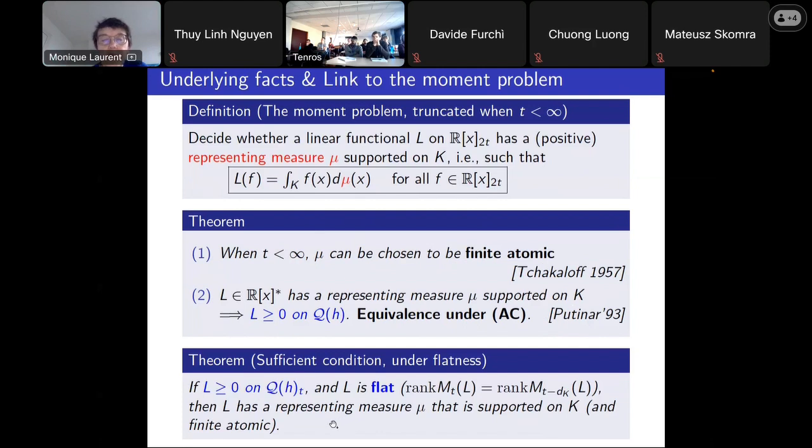And to just round up with what I said before, if L is non-negative on the truncated quadratic module, and if it is flat, then we can conclude that it has a representing measure that is supported on K and is finite atomic. So this result is the one underlying the stopping criterion which I presented in the previous slide for the polynomial optimization problem.